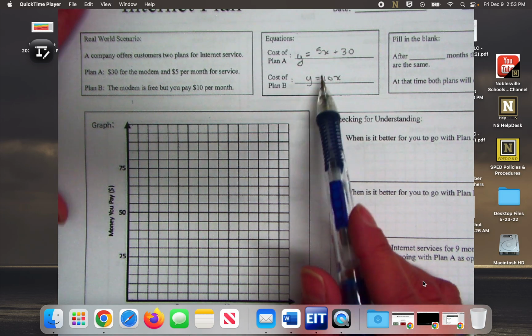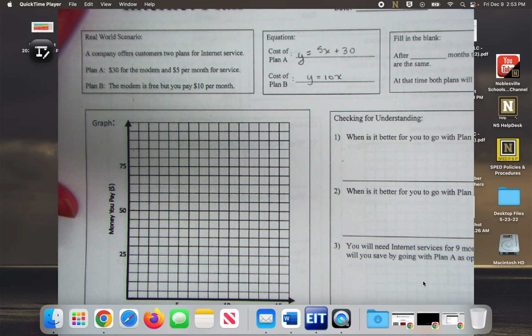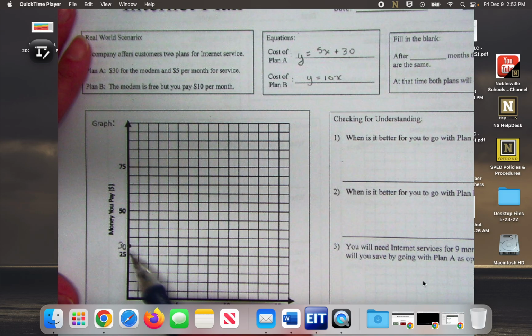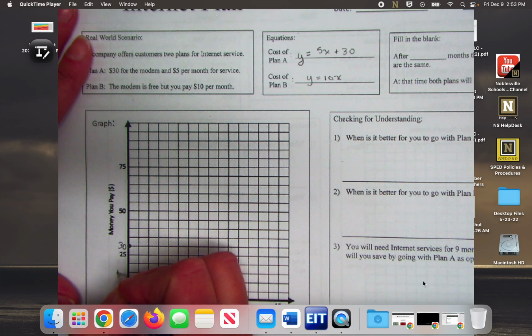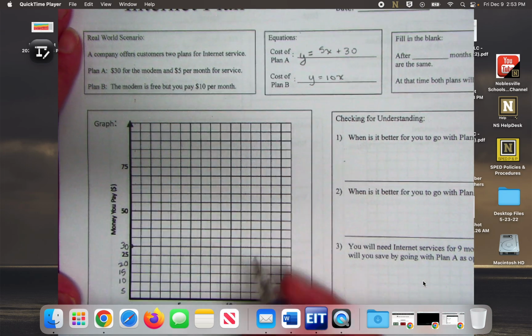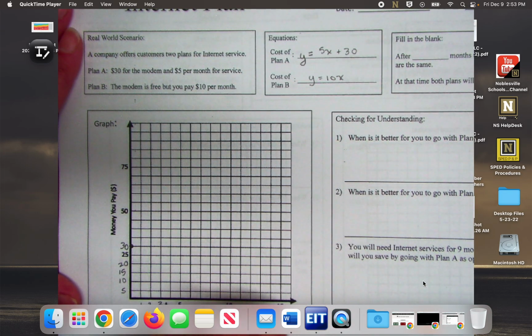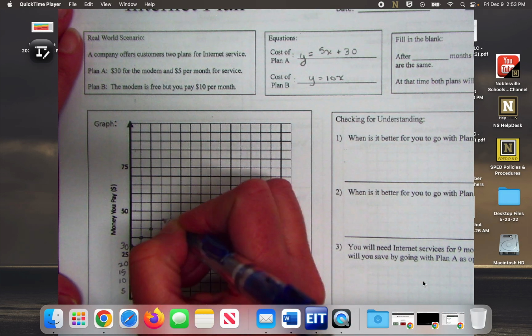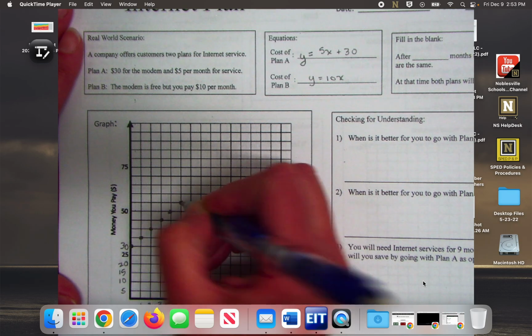and we're going to graph them. So plan A, my y-intercept is 30. So that's where my y-intercept is, right? And it goes up $5 each month. So I'm going to just show that it's increasing $5 a month.